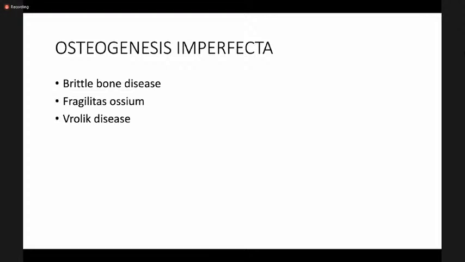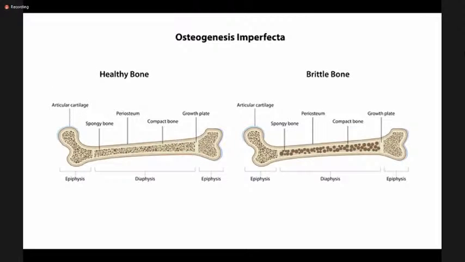Let's talk a little bit about osteogenesis imperfecta. This is also called Brittle bone disease. Other terms that are used are fragilitas ossium. In this brittle bone condition, the compact bone is actually reduced, and what we have more of is the spongy bone.